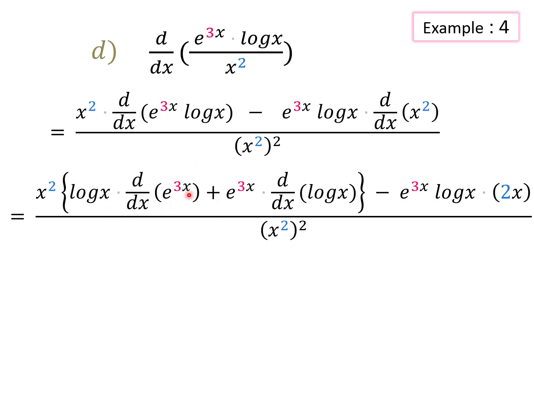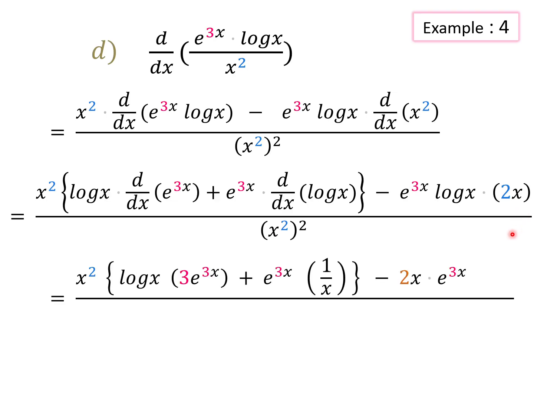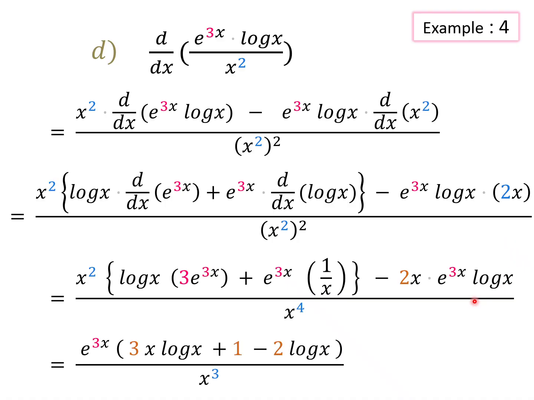Log x d/dx of e to the power 3x, e to the power 3x d/dx of log x, and d/dx of x square is 2x. d/dx of e to the power 3x is 3 e to the power 3x. d/dx of log x is 1 by x. After algebraic simplification, the final answer is this.